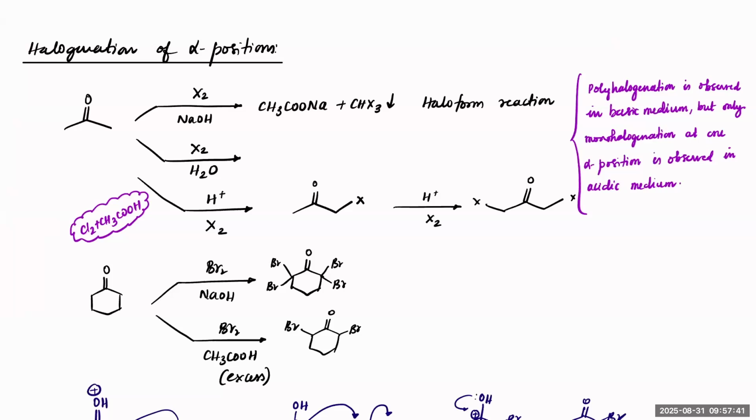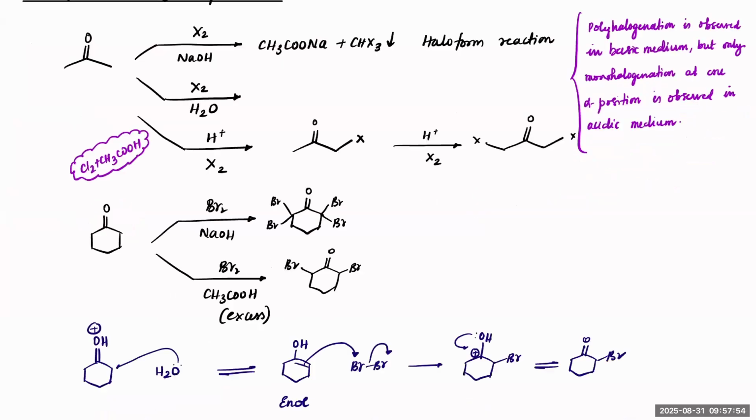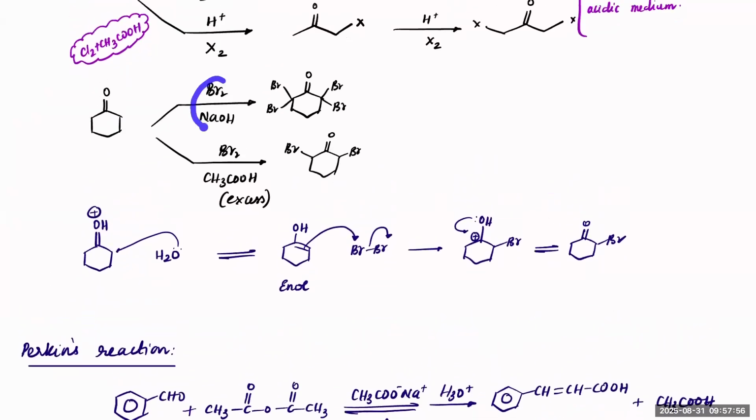Even if you provide excess amount of chlorine, or excess bromine, you can give any amount, you will still get only one halogen adding, one halogen substituting. But in base, it is not like that. In base, all of them will be replaced. So this is a JEE question. If bromine with NaOH is given, you will replace all four hydrogens with bromine. But if it is with acidic medium, you will only replace one hydrogen on both sides with bromine. Clear, beta?